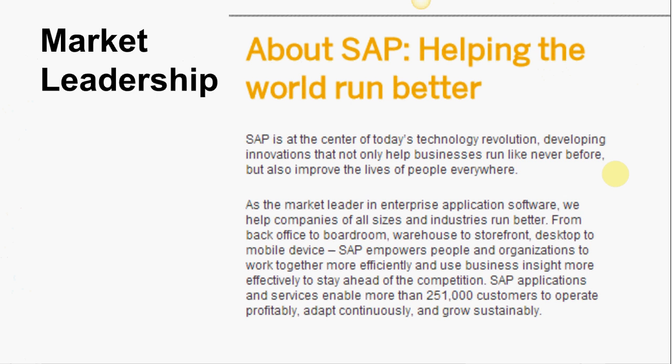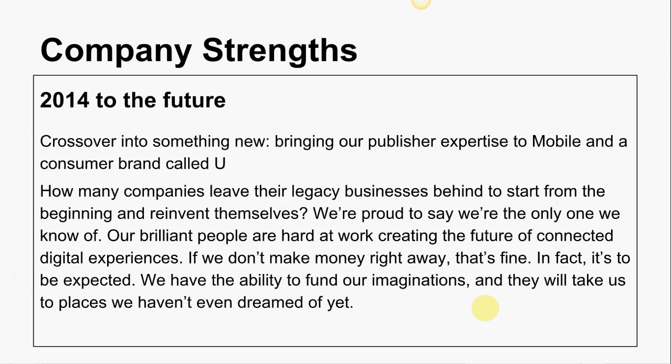Here's an example of market leadership copy. This one, the underlying message is the market leadership. It's not so underlying, it's pretty clear. In the second paragraph, you've got this thing: as the market leader in enterprise application software, we help companies of all sizes and industries run better. Okay, so they declare themselves the market leader. SAP really is. They've been around a long time. As they see it here, they have 251,000 customers. Okay, so I mean, that's a lot of customers for these large databases and enterprise resource systems that they sell.